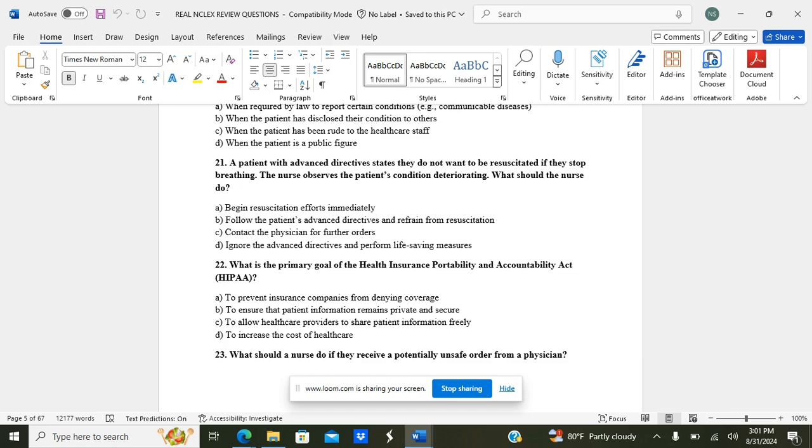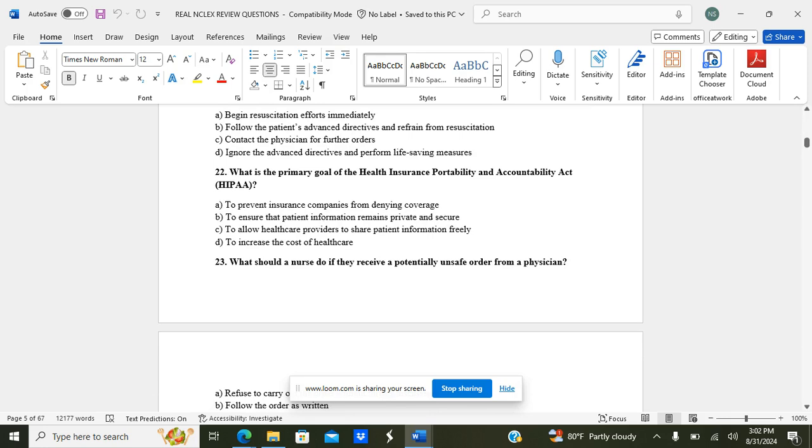Okay? Let's see question 22. What is the primary goal of the Health Insurance Portability and Accountability Act? What does that mean? What is the objective, the goal? A, to prevent insurance companies from denying coverage. No, that's not the objective. B, to ensure that patient information remains private and secure. This just looks right. Because anytime they tell you something right regarding the question, you should know.